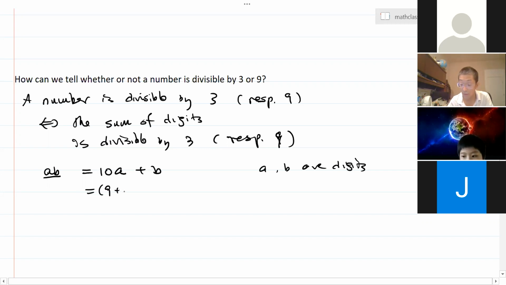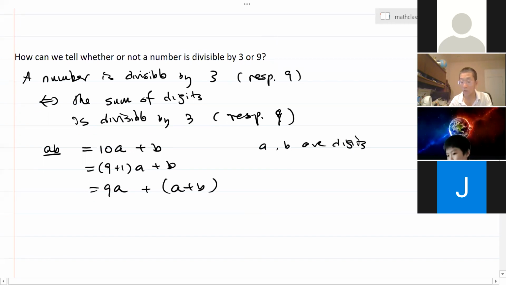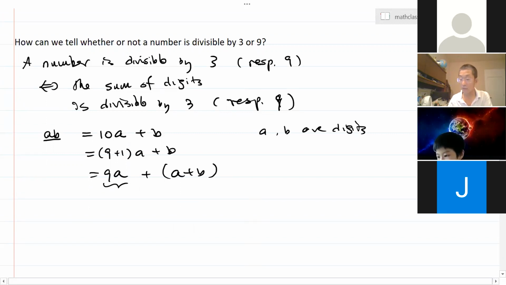So 9 plus 1. Then I have 9A, so don't worry about 9A, then I have A plus B. This is the sum of the two digits. So the two-digit number is divisible by 9 or by 3 if and only if the sum of digits is divisible by 9 or 3, because 9A is always divisible by 9, and of course by 3. So this is the idea, and we can do more.